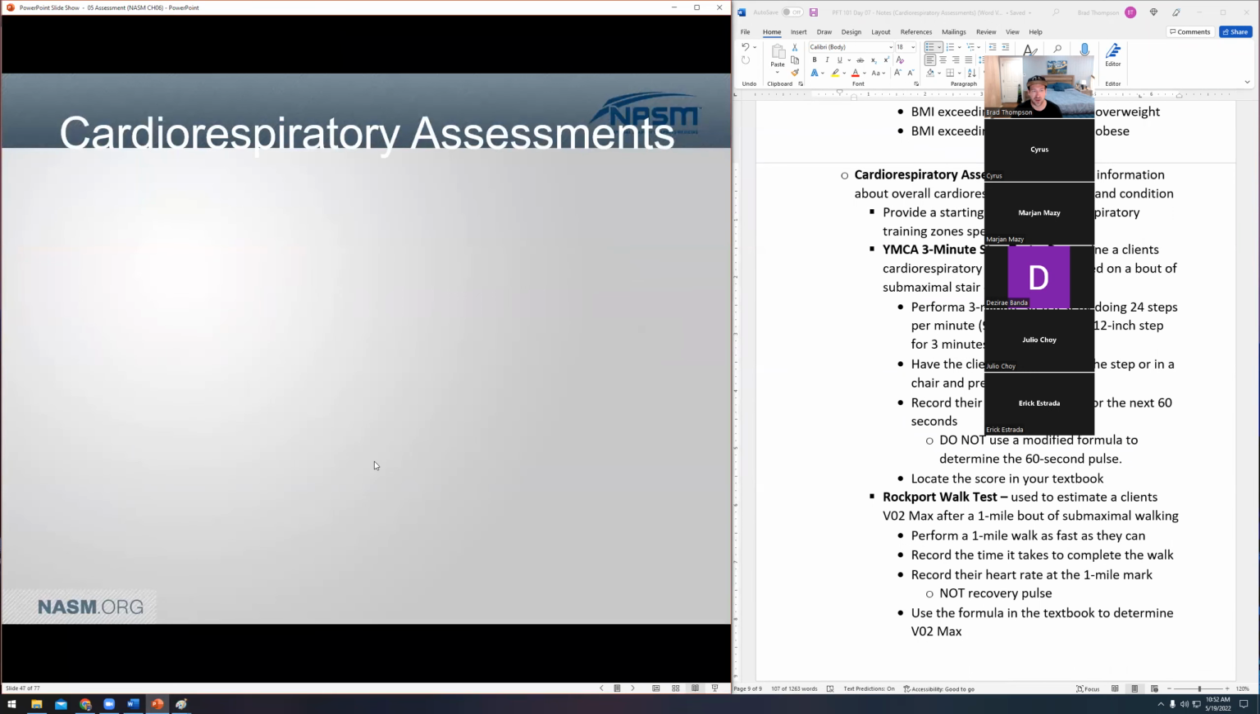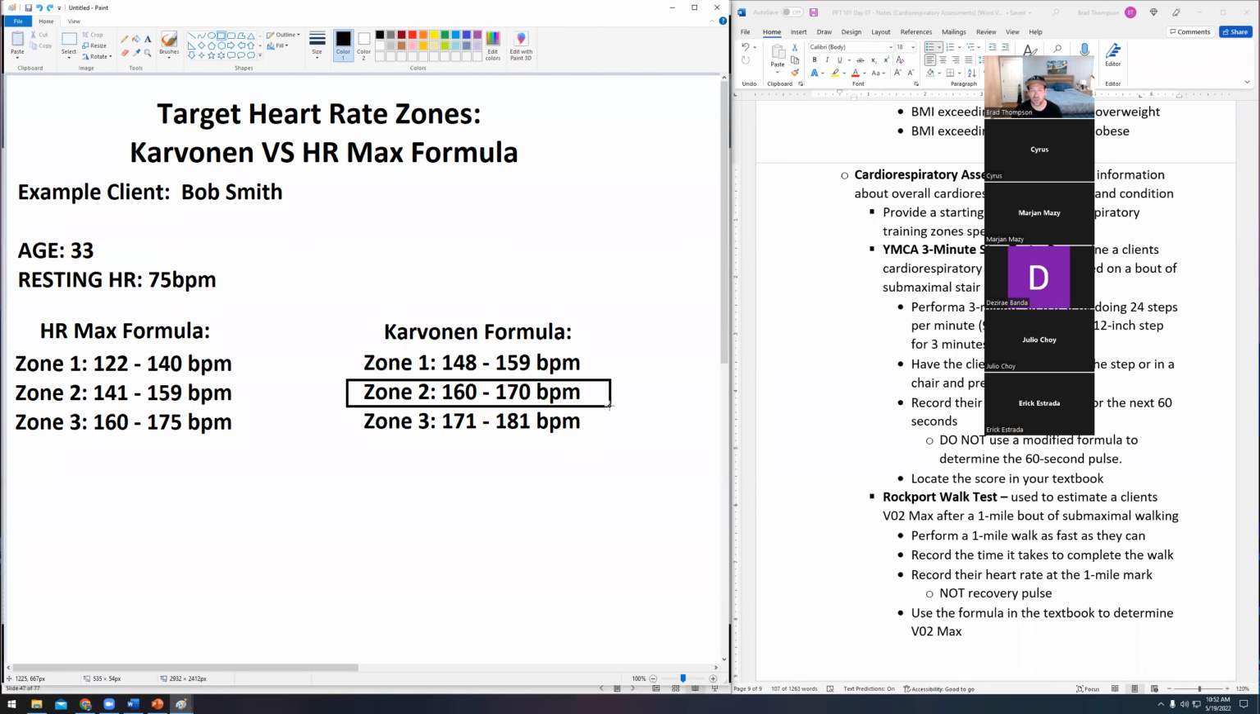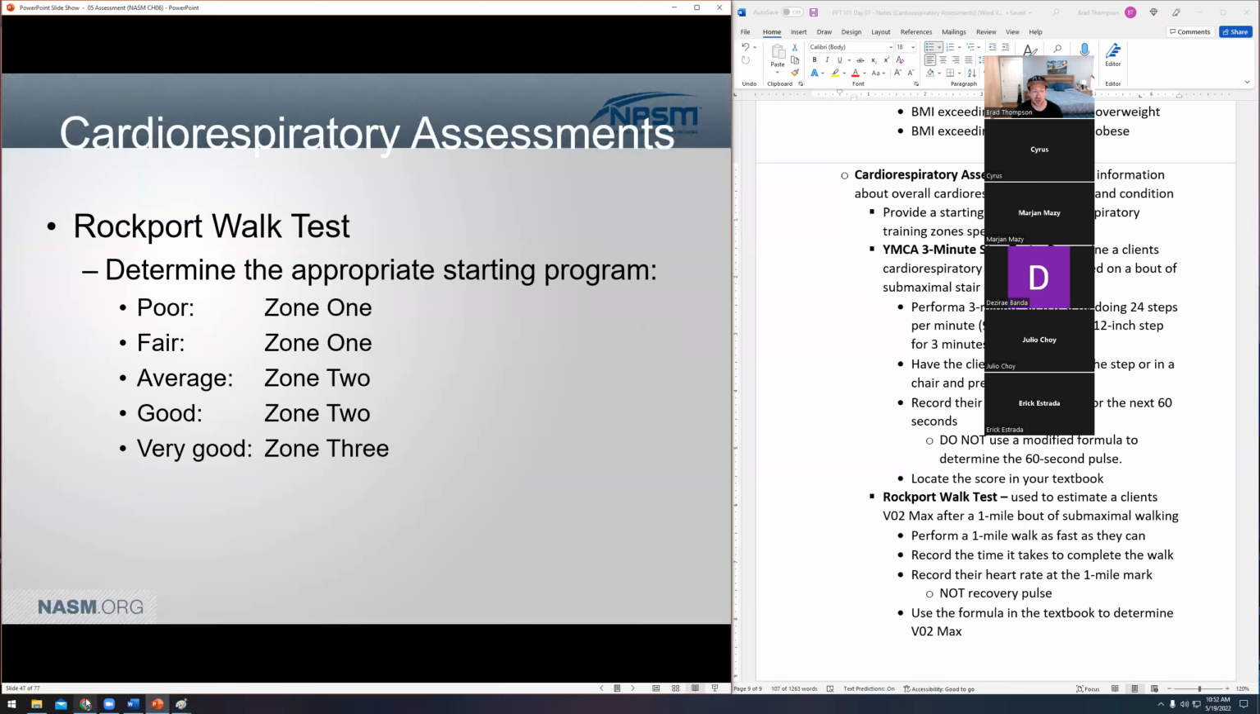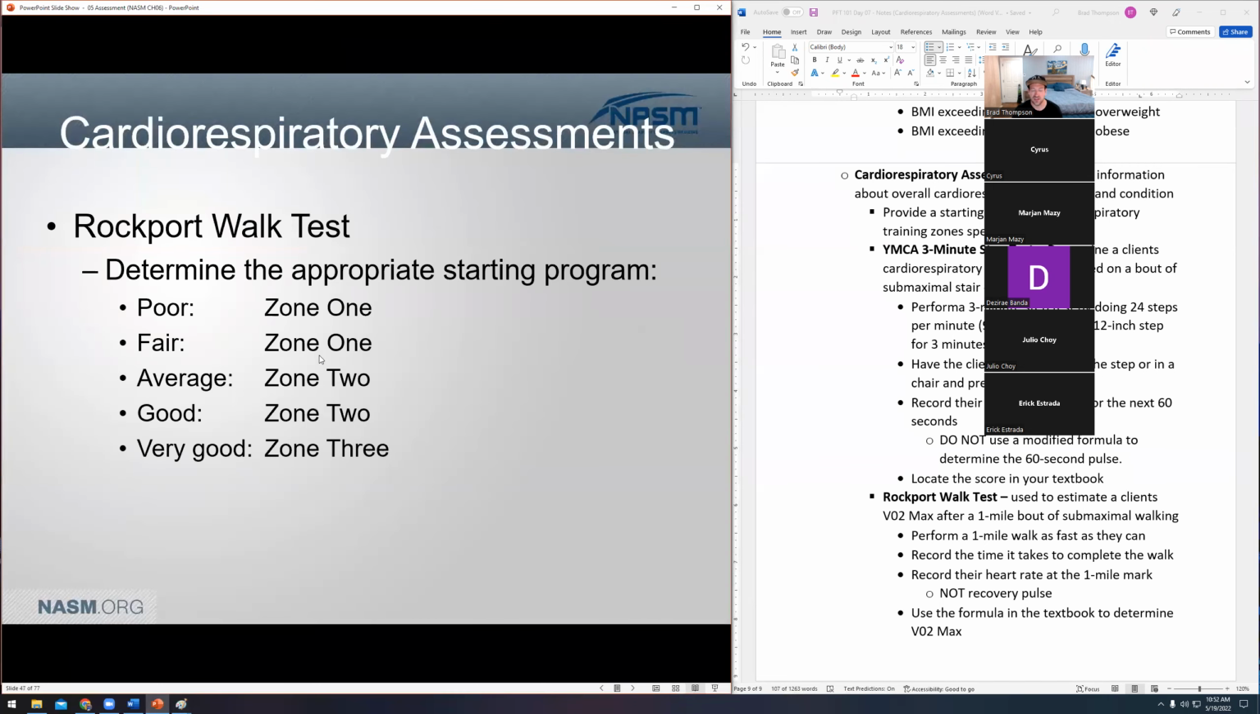You can see that here, right? If he landed in the average category, yeah, he's going to land in zone 2. He did pretty well there. So he qualified for here. Now, if he took longer to do that test, let's say it took him 16 minutes, he'd land in the fair category, right?